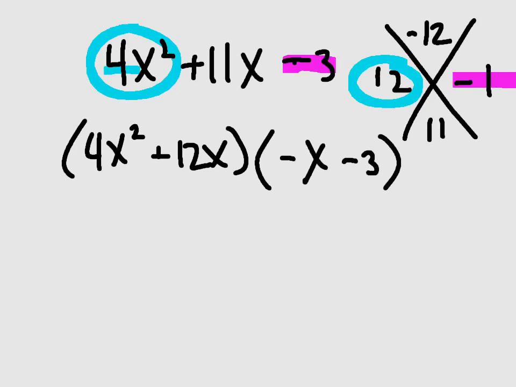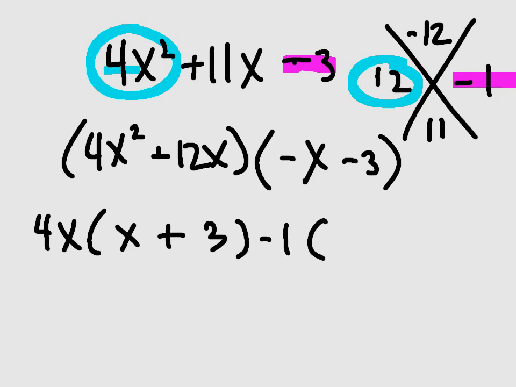We'll take out our greatest common factor, 4x. If you take 4 out of 12, you are left with 3. And to get this one to equal the same, we're going to have to take out a negative 1. So we'll take out the negative 1 of this, so we're just left with x and positive 3, which is the same. So we know we did it right.